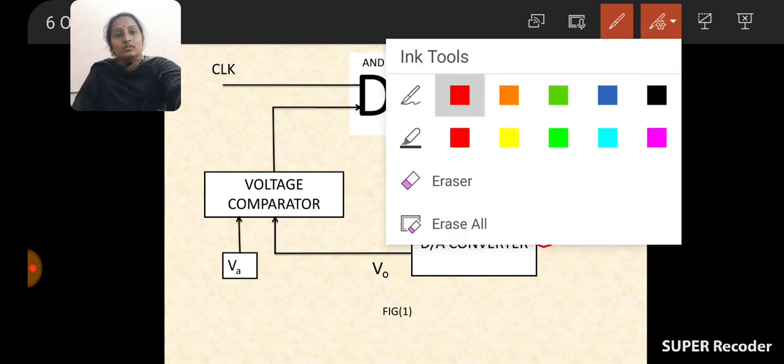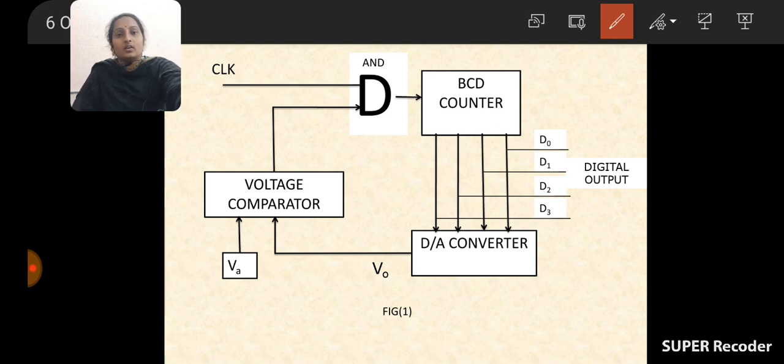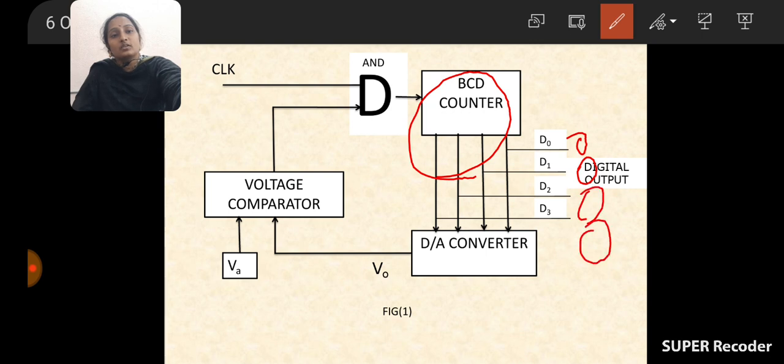Is it clear? So now, while coming to the working or operation, before starting the comparison, you should do one initial setting. First you should reset the counter. Initially the counter values are 0 0 0 0. First you should reset the counter so that the output of the counter is 0 0 0 0.